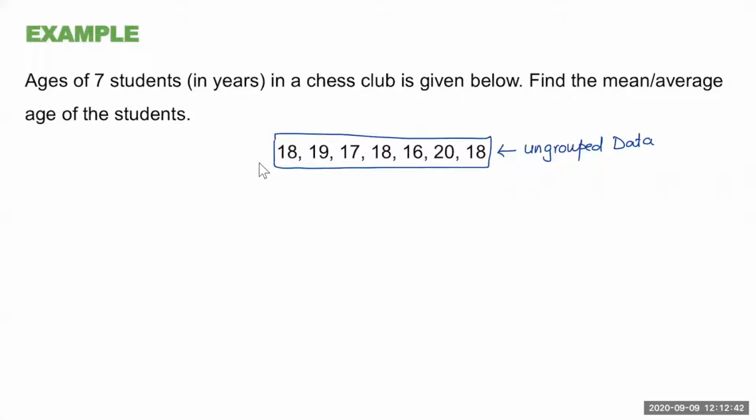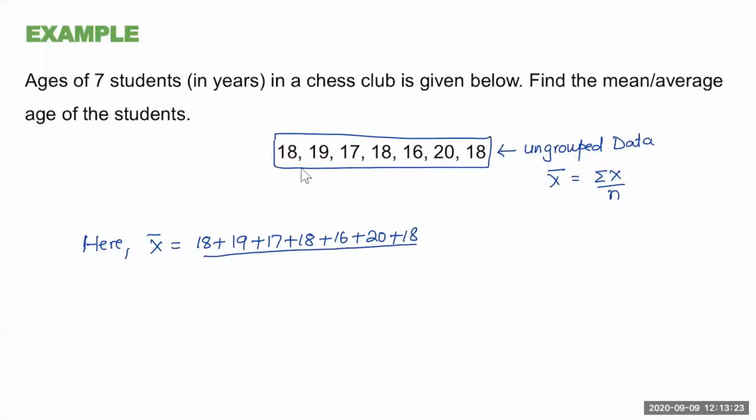And the formula to find the mean of ungrouped data is this. Mean x bar is equal to sum of all x divided by n. Meaning of that is we have to add all of this and divide by the total. So let's do that. Here, the mean will be equal to sum of all x. So we have to add all these numbers, which is 18 plus 19 plus 17 plus 18 plus 16 plus 20 plus 18. And we have to divide by the total number of observations. Here we have 1, 2, 3, 4, 5, 6, 7.